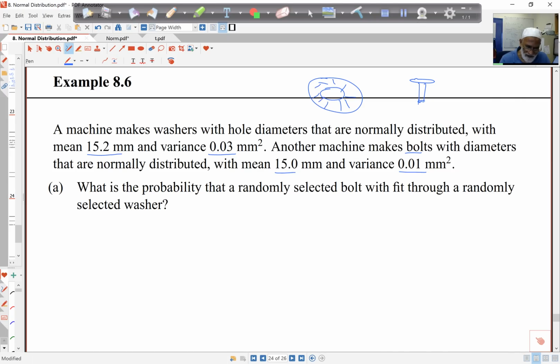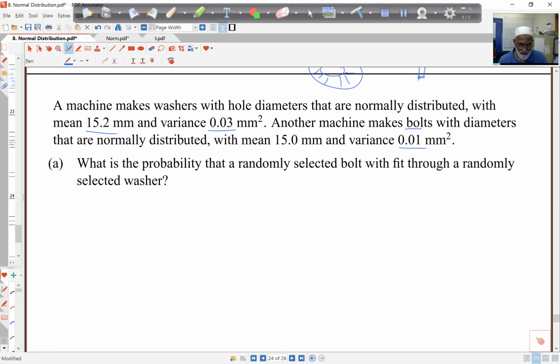And the idea is the bolt will fit in the washer. We can see that the mean of the bolt is less than the mean of the washer, so most will fit in. The question here is, what's the probability that a randomly selected bolt will fit through a randomly selected washer? So again, I'll define random variables. So B equals bolt diameter and W equals the washer diameter.